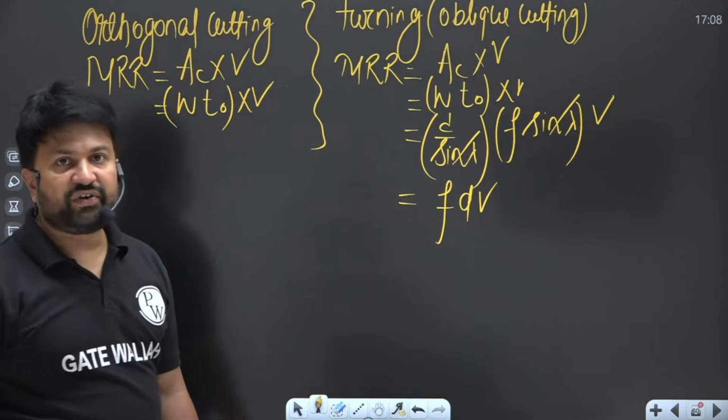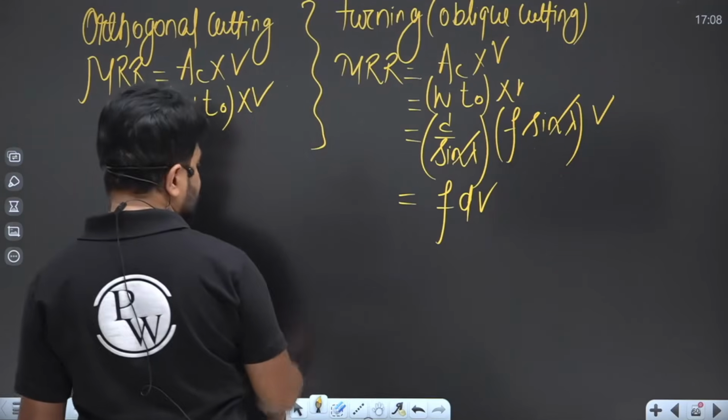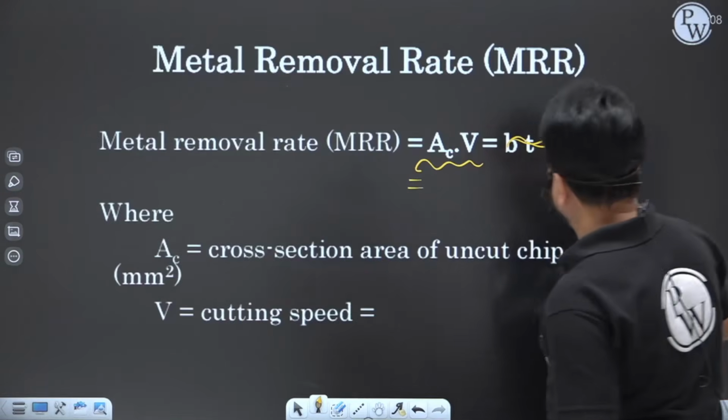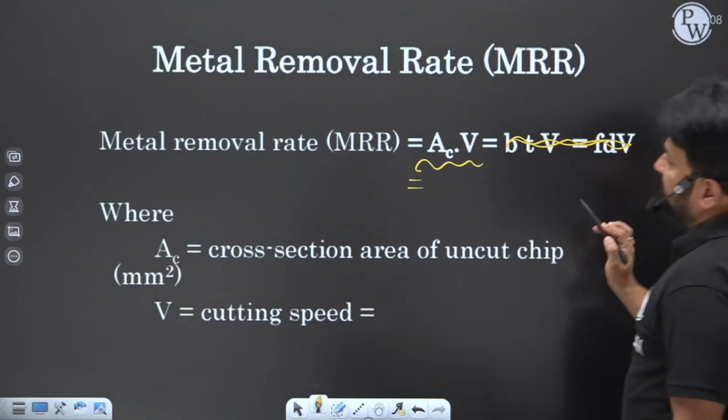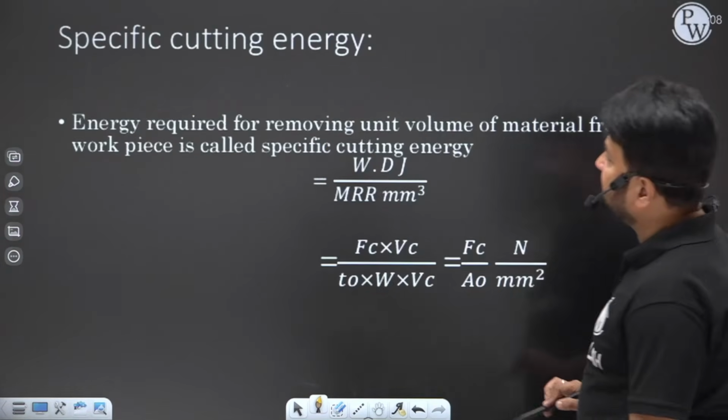It comes F dV, mm cube per unit time. It is mm cube per unit time, right? So this is a very important thing which you have to remember. I hope you understand the thing.